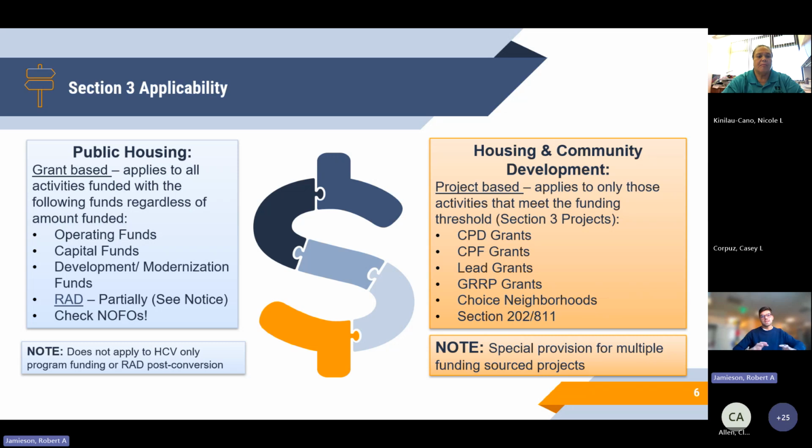So, like I said, what we first want to look at is the main funding source. So let's focus first here on the housing and community development side. The difference here is that it's going to be project based. So when we think of, is this thing we're working on Section 3 applicable?